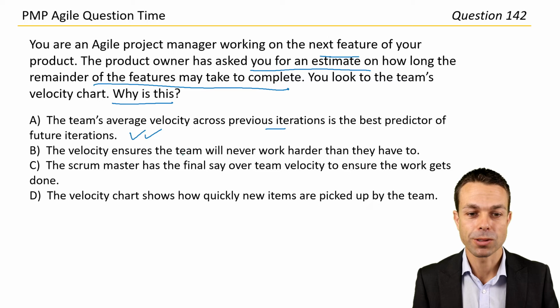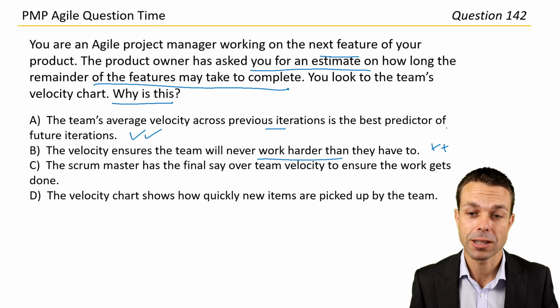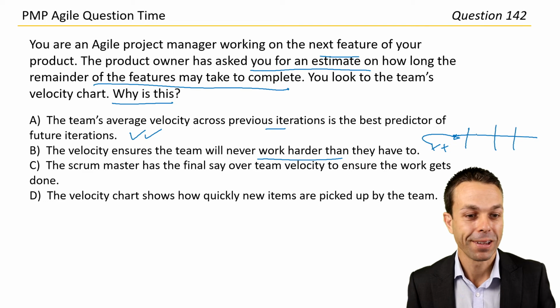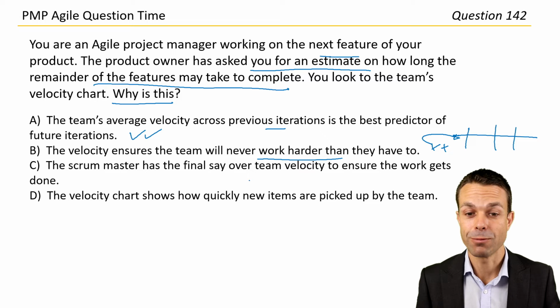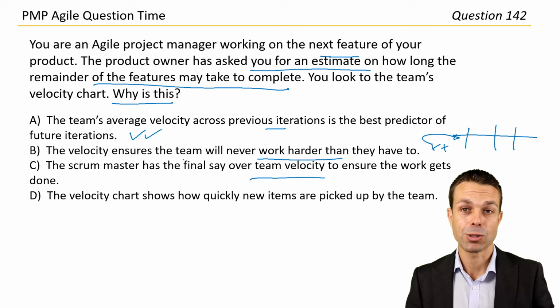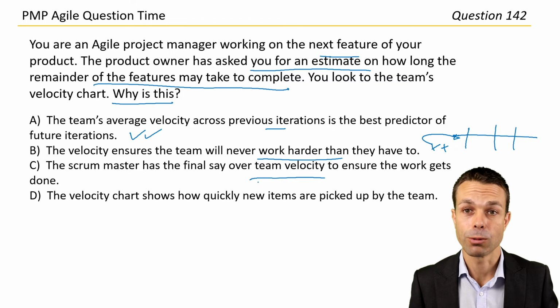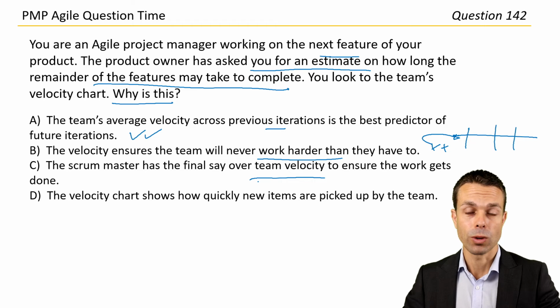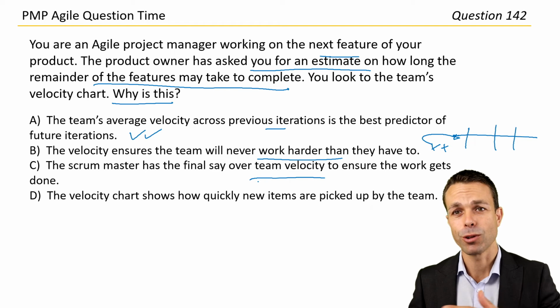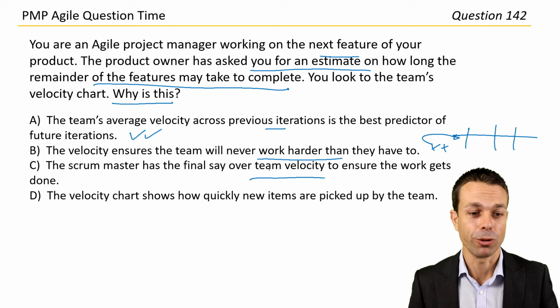The velocity ensures the team will never work harder than they have to. Not necessarily true, because once we finish things, we can pull extra cards into our sprint if we need to, and onto our Kanban board so we can track them. The Scrum Master has the final say over team velocity to ensure the work gets done. Also not true, because it's just a measurement of how much we're actually doing, and basically we don't want to overload our team, so we use that measurement so that we don't go too much over what we've done previously. So we're not overloading our team. We've got a consistent, manageable flow of work.